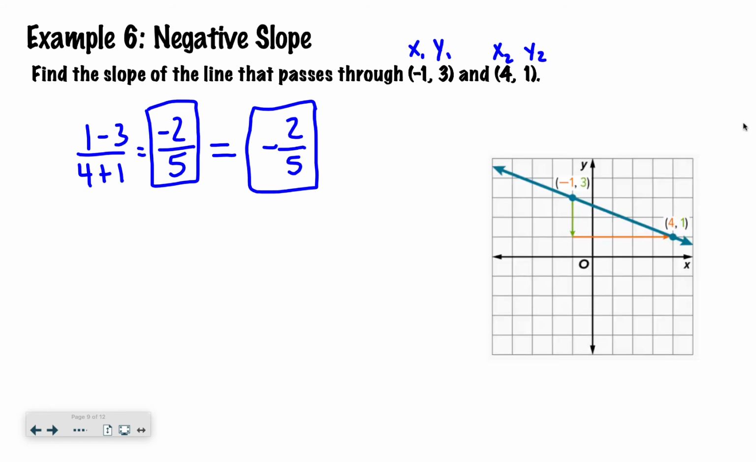And this is what it would look like on a graph. You can see I went down 2, but then I still went right, which is positive 5. Okay, so negative 2/5.